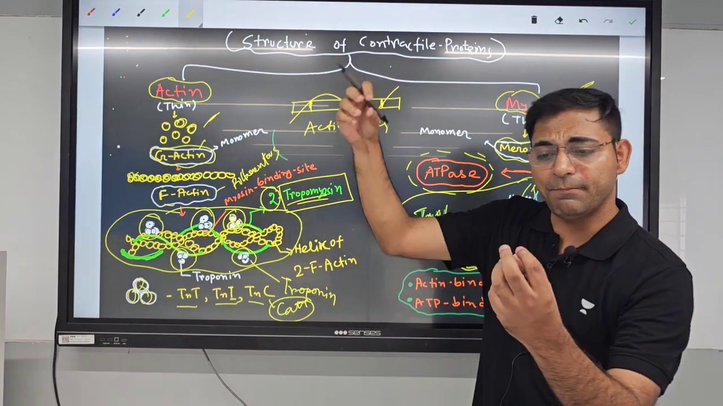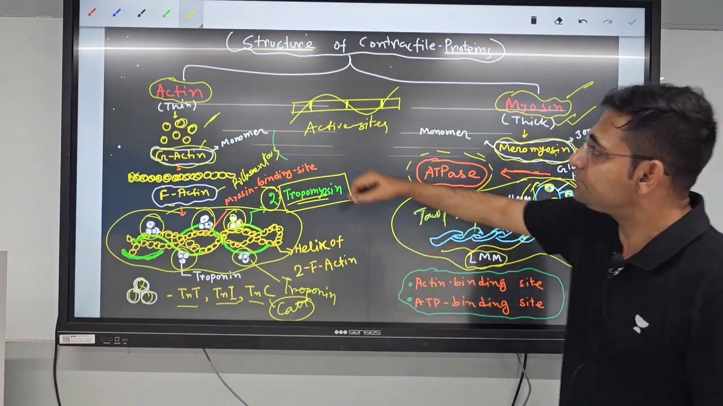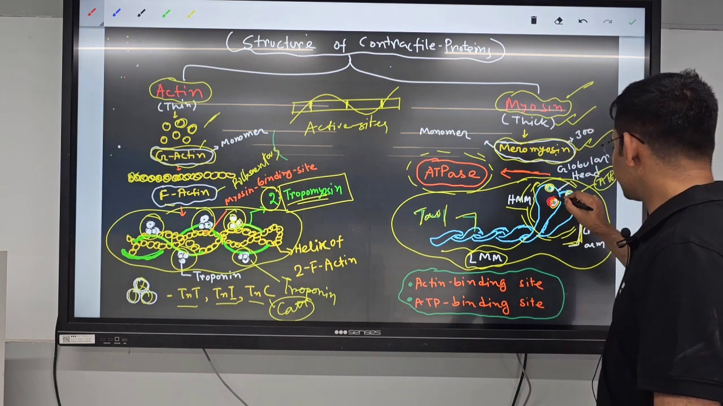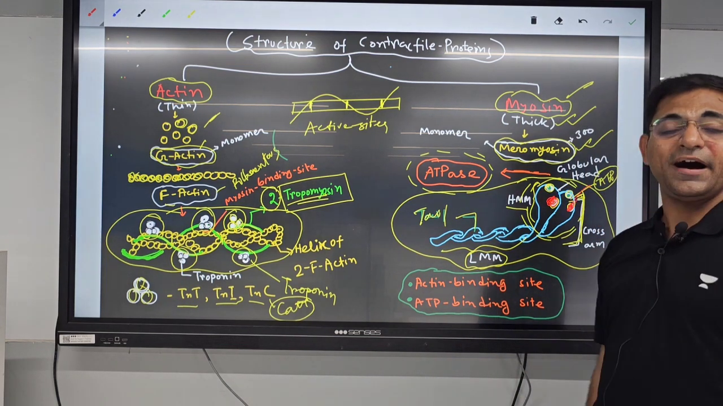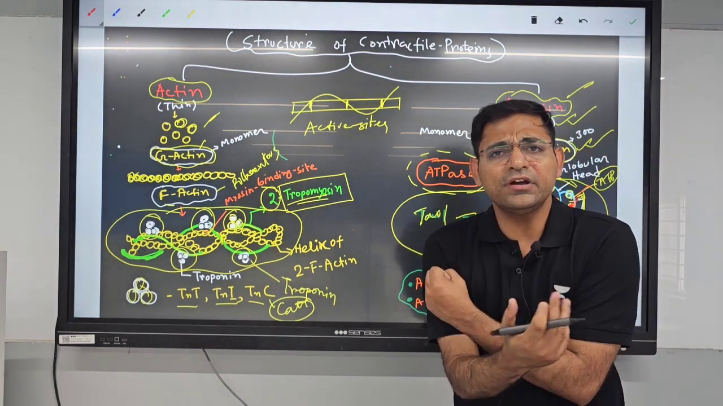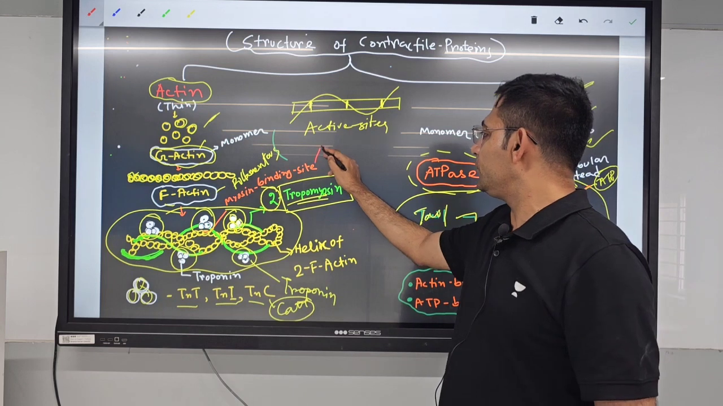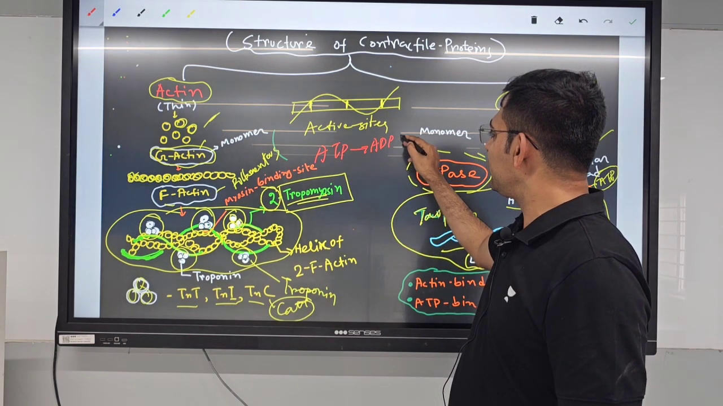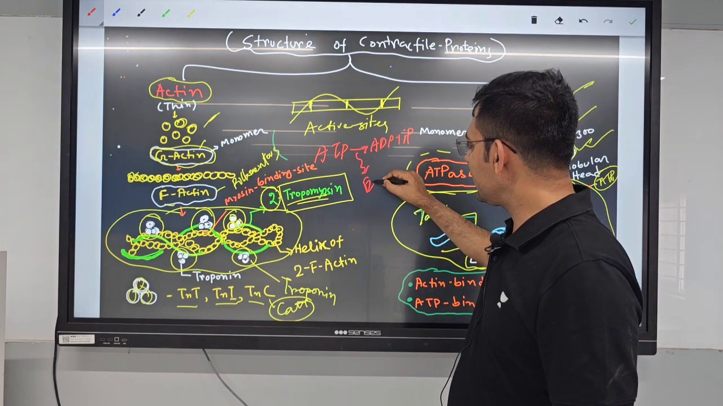When ATP will bind with it, sorry, this is not the ATP binding site, this is the ATP binding site. When ATP binds with it, only then will it hydrolyze the ATP and break it down into adenosine diphosphate and inorganic phosphate, right? And it will produce energy.